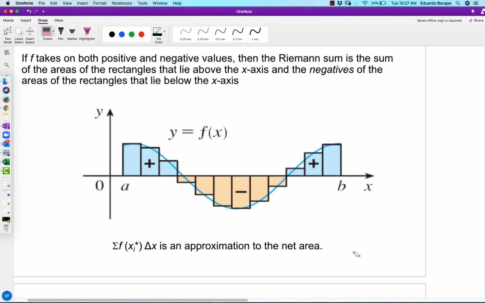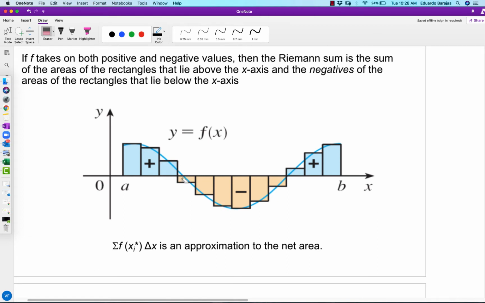If f takes on both positive and negative values, then the Riemann sum is the sum of the areas of the rectangles that lie above the x-axis and the negatives of the areas of the rectangles that lie below the x-axis. Okay, so remember, each rectangle is a base times a height. So the base is always positive. That's never going to change. But now if the height takes on a positive value, then the area is going to be a positive number. If the height, the value of the function evaluated at a point, turns out to be negative, then that area is going to turn out to be a negative number.